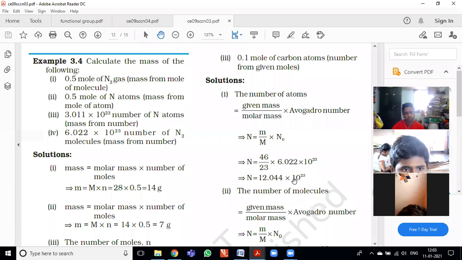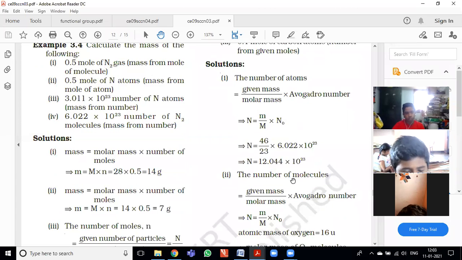This is the mass. Then next, for 0.5 mole of nitrogen atoms, m is molar mass into number of moles. Molar mass is equal to 14. 14 into 0.5, we get 7 grams.